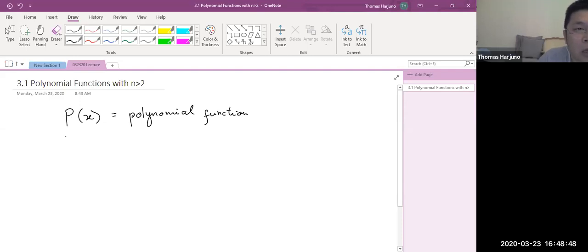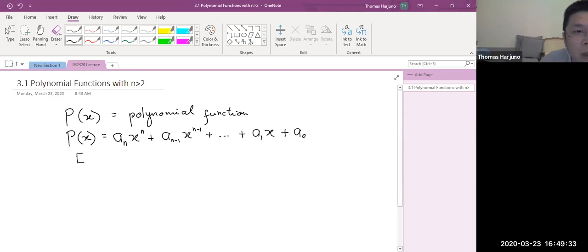Okay, now the common form of a polynomial function is as the following. If the degree of the polynomial is n, then it will be a sub n x to the n plus a sub n minus 1 x to the n minus 1, and so on and so forth, until we have a sub 1 x plus a sub 0. Now, the n here refers to the degree.